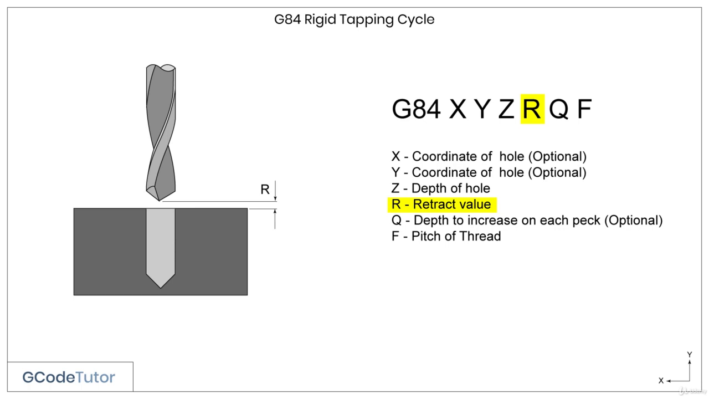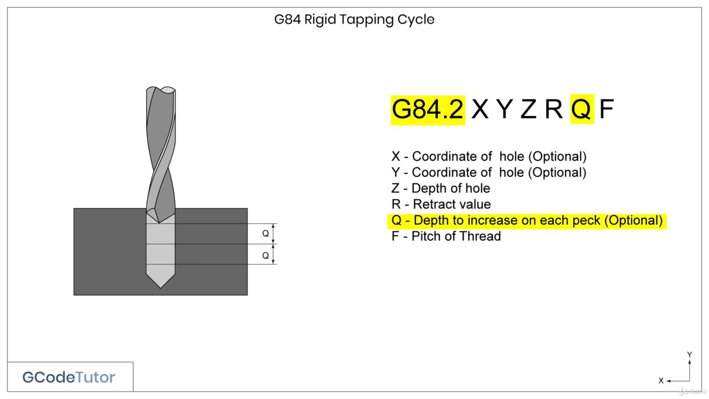The R value is the retract value, how far we wish the tap to remove from the material before we wrap it to our next hole. The Q value is an interesting one. With the Q value we can peck tap. This always looks very impressive, but before we can peck tap we have to change the G code to G84.2. This allows us to be able to peck with our tap.